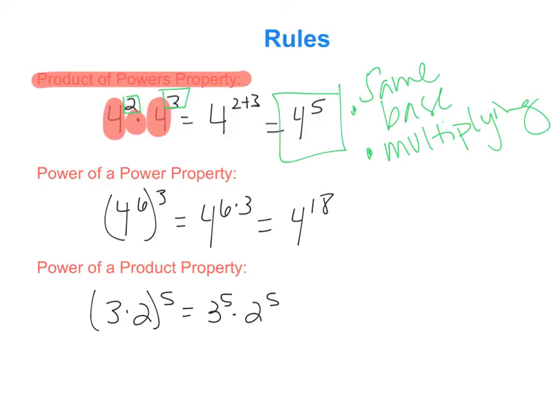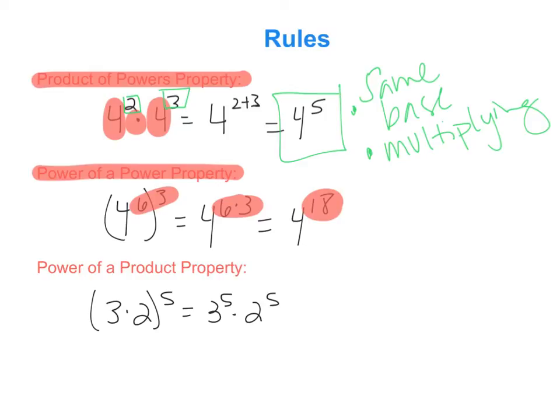The second rule that we talked about was the power of a power property. And that means basically you have a base that has an exponent raised to another exponent. So if you're looking at here, we have 4 to the 6th all to the 3rd power, which essentially is taking our exponents, multiplying them together to give us our new exponent. So here, 4 to the 6th to the 3rd power becomes 4 to the 18th power.